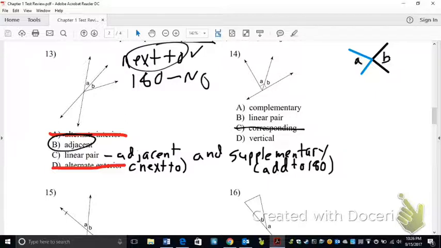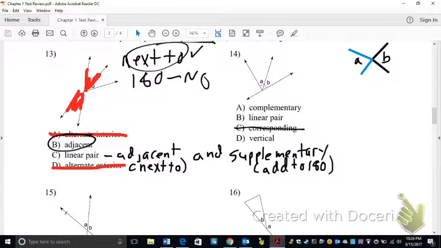So, if we're looking up there, A and B right there would be vertical angles. You're going to get them mainly when two lines cross. So if we look back at number 13, just to show you, A and this angle would be considered vertical angles. Okay? So A and B are vertical angles.